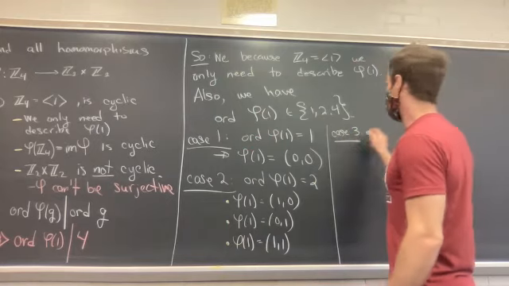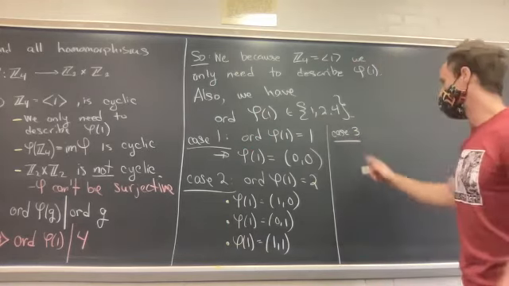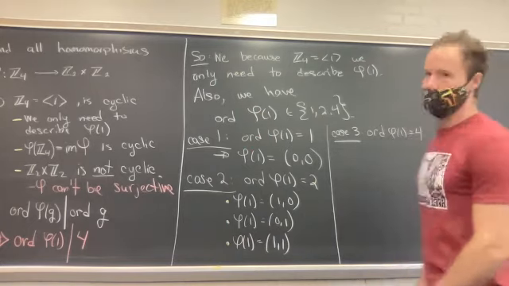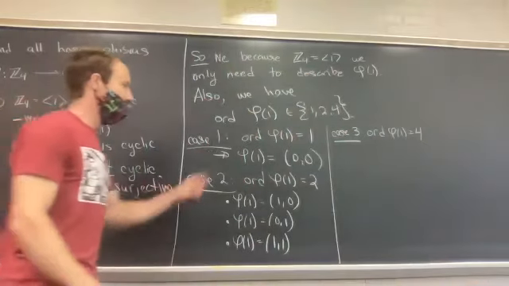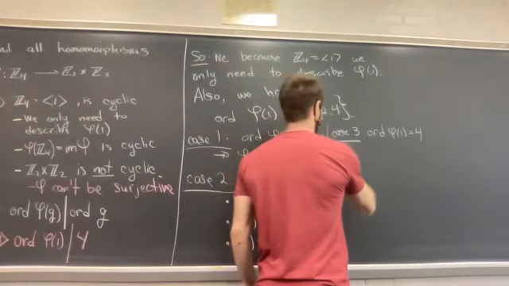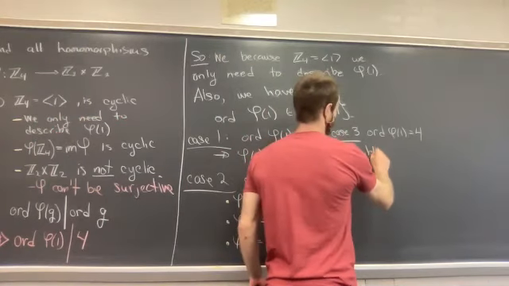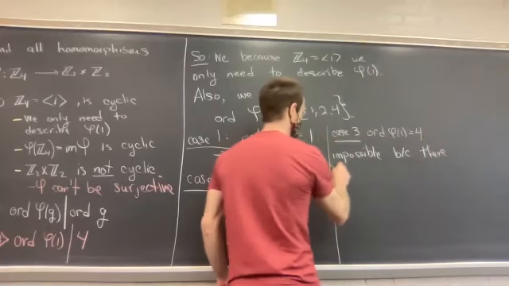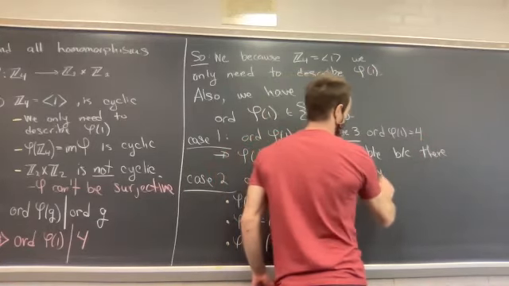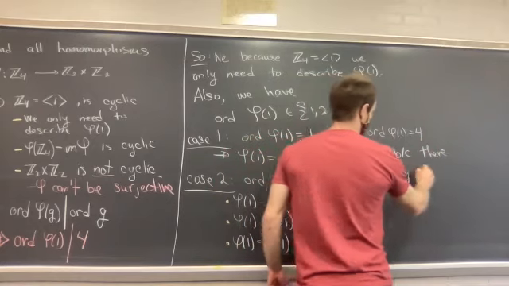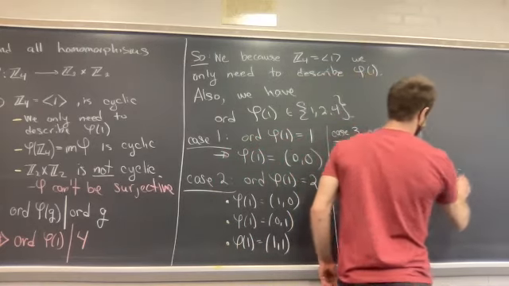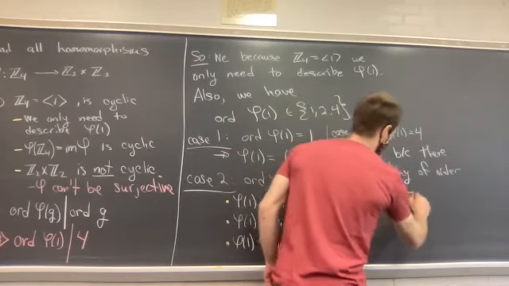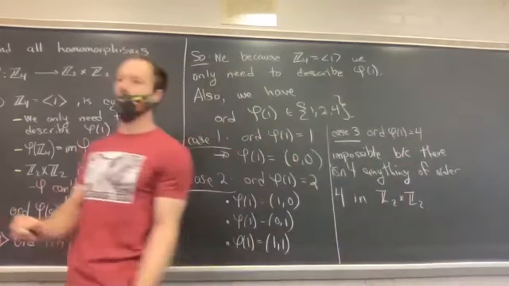So case 3, just for understanding of the whole situation. Case 3 would be order of phi of 1 equals 4. And we can immediately say this is impossible, because there isn't anything of order 4 in Z2 cross Z2. Everything has order 2 or 1.